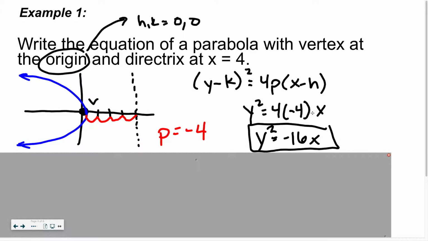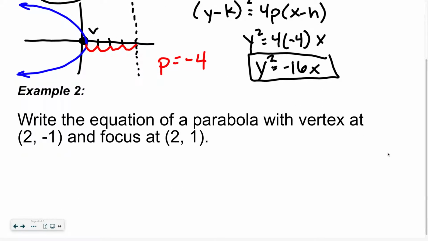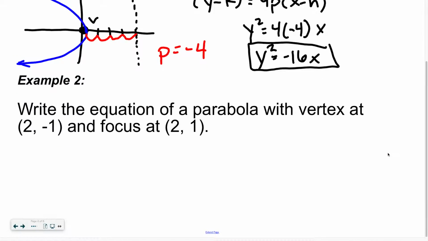Okay, you guys try this with your pod. See if you can come up with an equation for my parabola with these characteristics. We've got a vertex at 2, negative 1 and a focus at 2, 1.